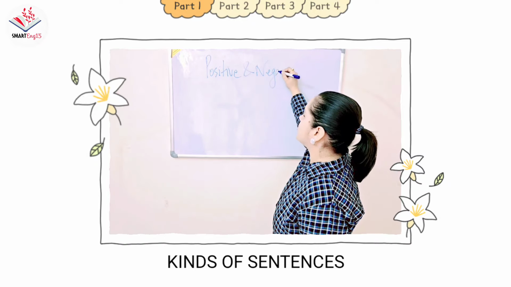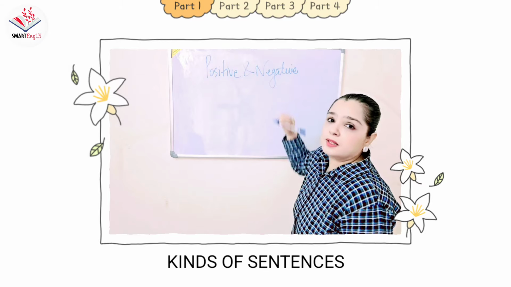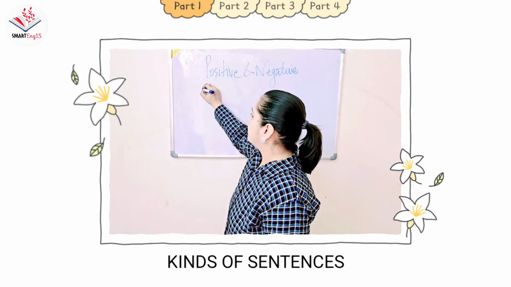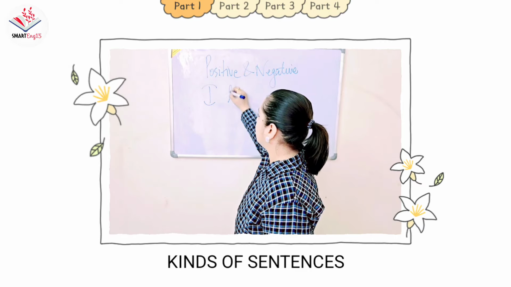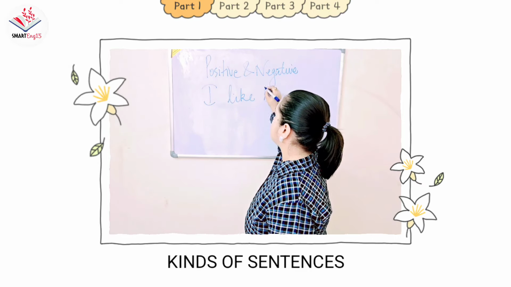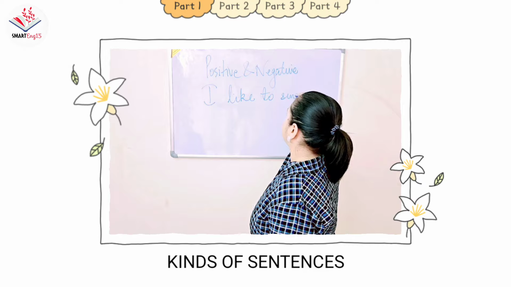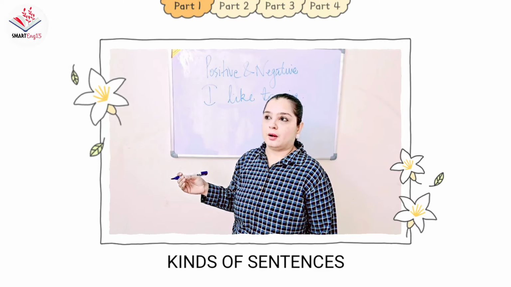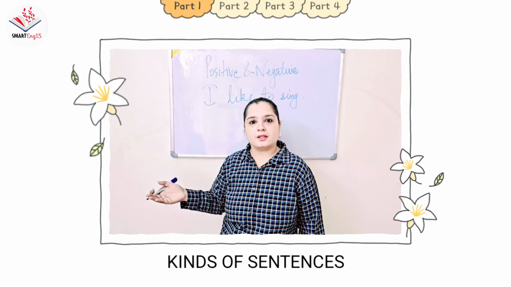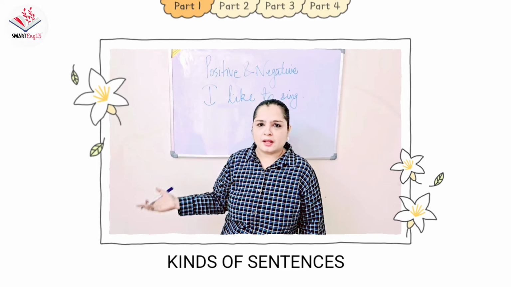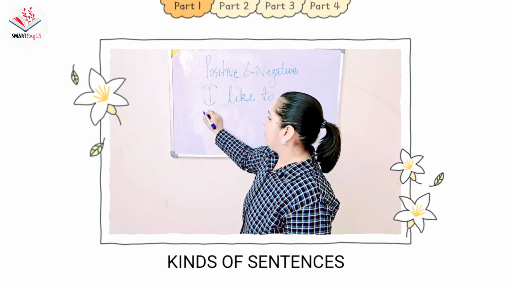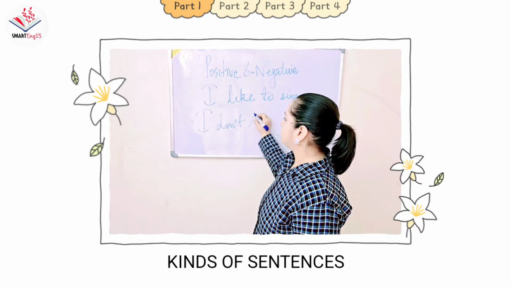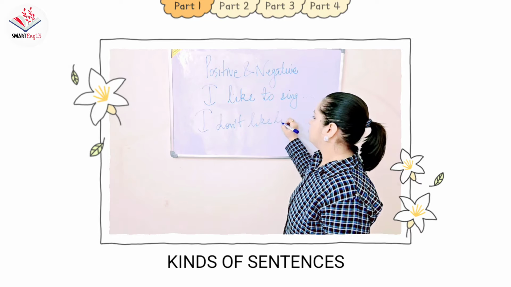So now what is the positive sentence? What is the negative sentence? Let us understand. Let us begin with the positive sentence, like I like to sing. मुझे गाना पसंद है. Right. अब how will you say a negative sentence? मुझे गाना पसंद नहीं है. Right. So here we'll be adding not. I don't like to sing.